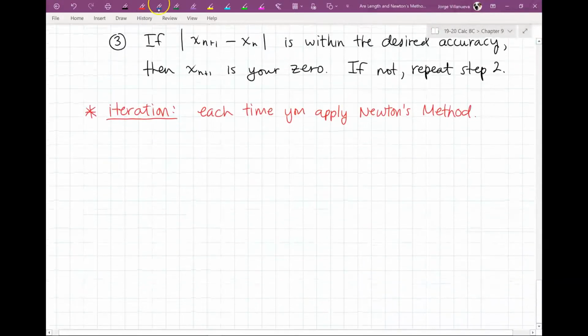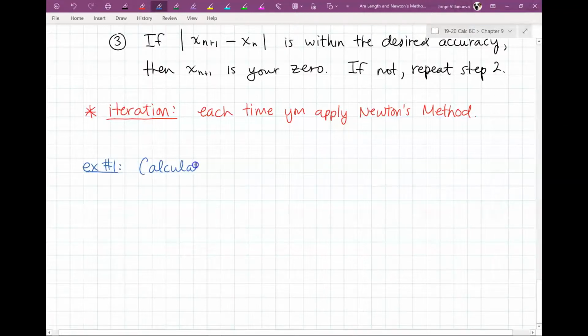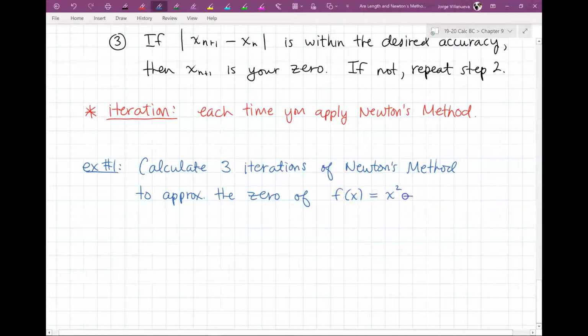So here we go. Example number 1. And before I do this, let me check time. Let's try it. If we don't finish, we don't finish. We're going to calculate 3 iterations. We're going to do this 3 times. Calculate 3 iterations of Newton's method. Notice we're not really worried about the accuracy of it, but we'll kind of check to see what they are maybe later on. But calculate 3 iterations of Newton's method to approximate the 0 of, we'll start with an easy problem, f of x equal to x squared minus 2. And they're going to say use x sub 1 equal to 1 as the initial guess.